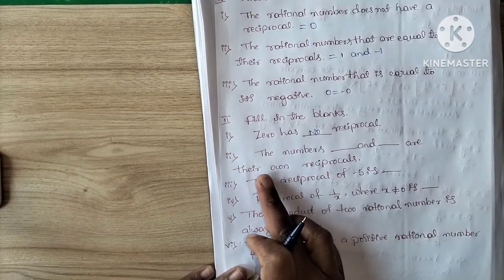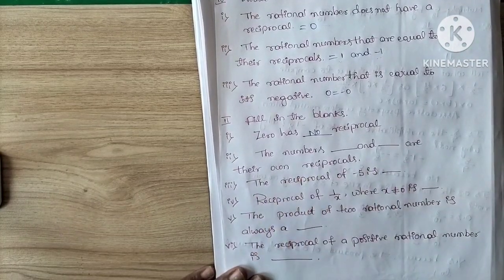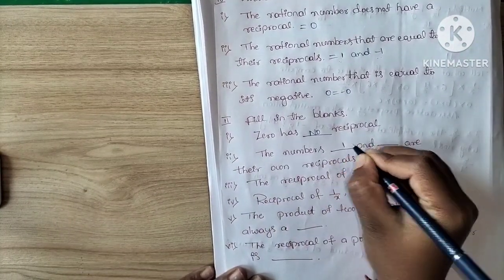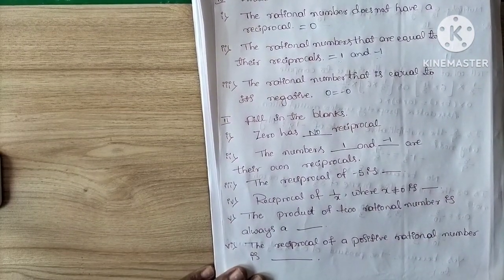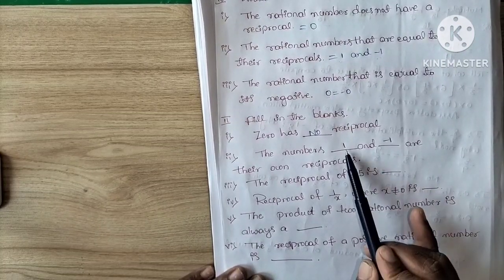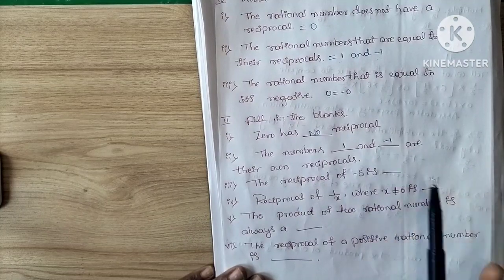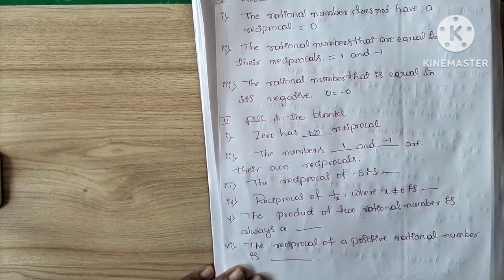Next, second question. The numbers dash and dash are their own reciprocals. The numbers 1 and minus 1 are their own reciprocals. If we take the reciprocal of 1, it is always 1. The reciprocal of minus 1 is always minus 1. Okay.